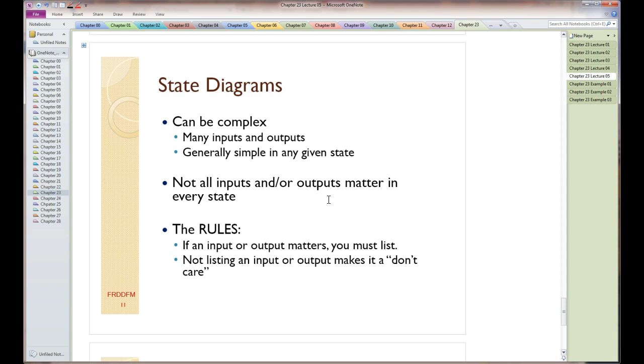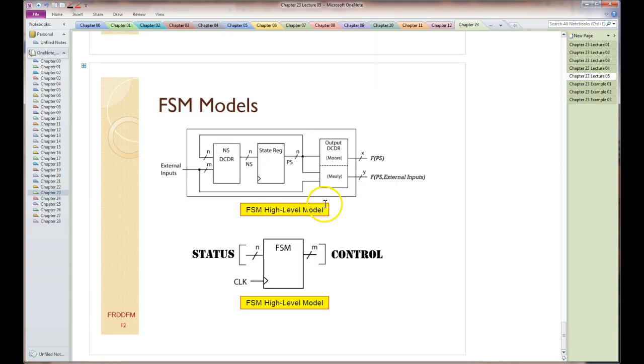encouraged, because if you have 10 inputs and 30 outputs, which is not that many for some circuits, it'd be really ugly if you listed all the inputs and outputs in a given state. You generally only list the inputs and outputs for a given state that matter. Everything else is a don't care.